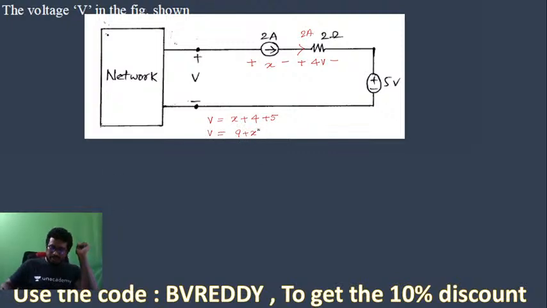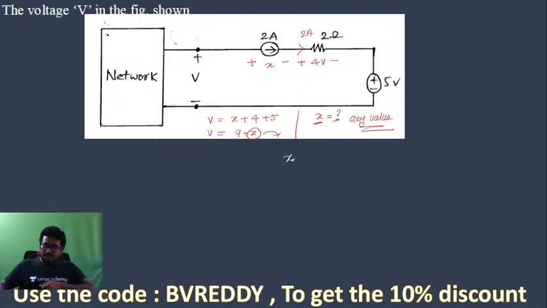Now what is this X value? This X is nothing but the voltage across the ideal current source. How much is the voltage across the ideal current source? The voltage across the ideal current source can be any value. It may be positive, it may be negative, it may be 0 also.